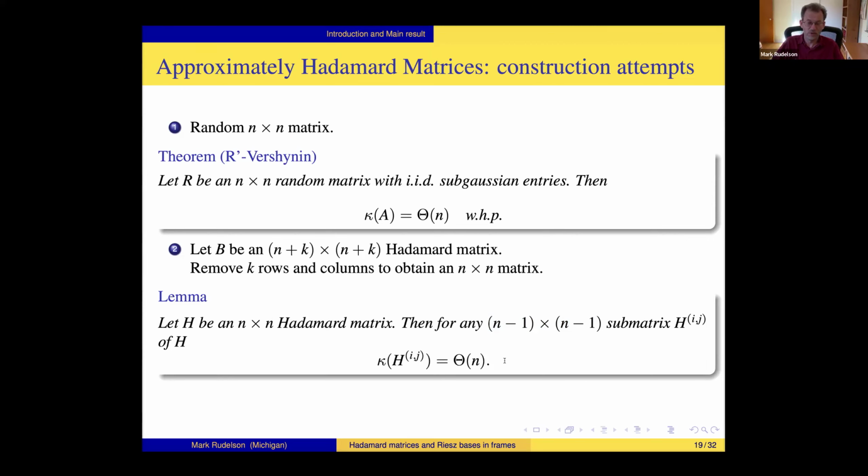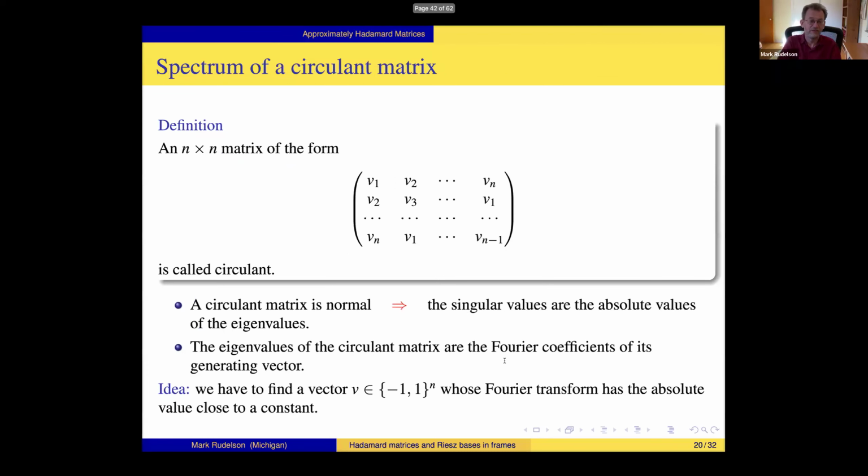So the only thing we can do at this point is to start looking for an approximate Hadamard matrix from scratch. And we know that we should do something deterministic or more or less deterministic. So we need a class of matrices for which the singular values are easy to evaluate. We'll look in the books or in Wikipedia and find such a class.